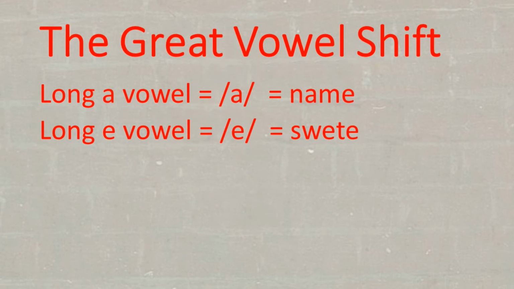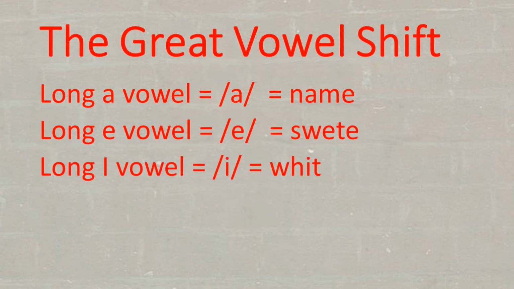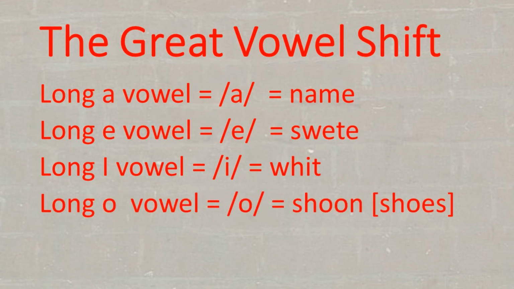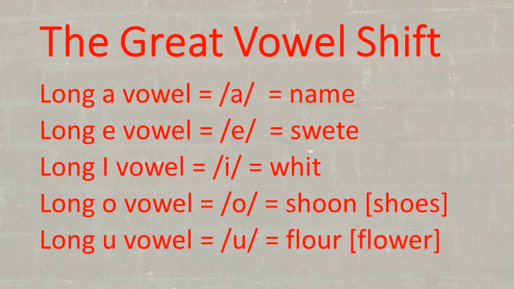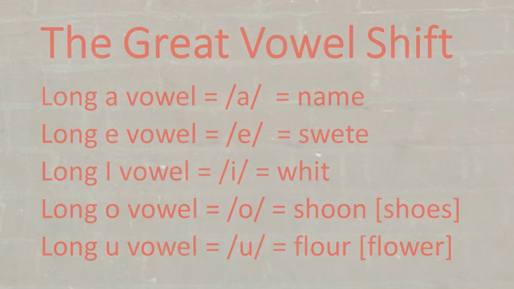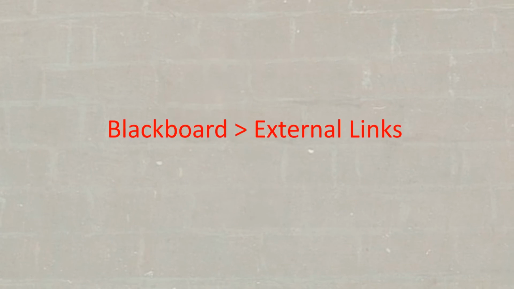The long E is usually pronounced A, zwete. The long I is pronounced E, so wheat. The long O is pronounced O, schön. The long U is pronounced U, so fleur. There are other vowel sounds that historical linguists think may have changed. The best way to become familiar with them is to listen to recordings by modern scholars. There are links to some good examples on Blackboard.